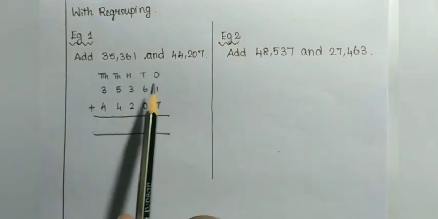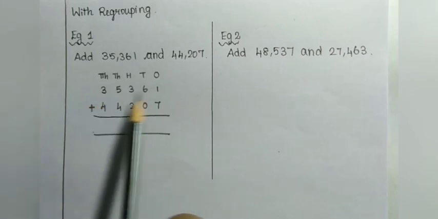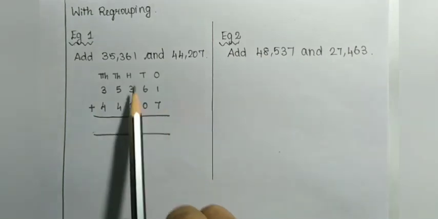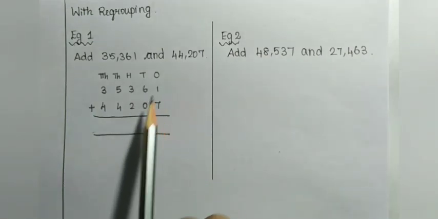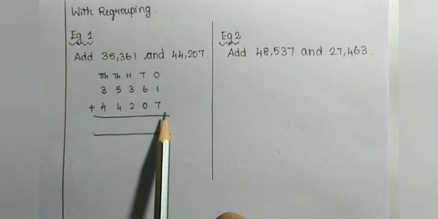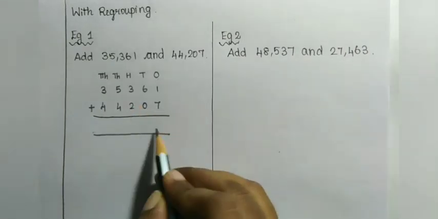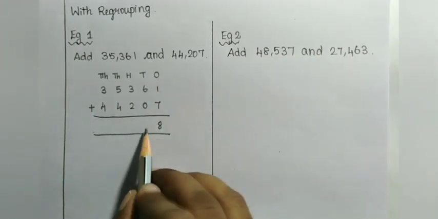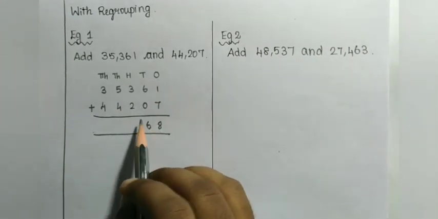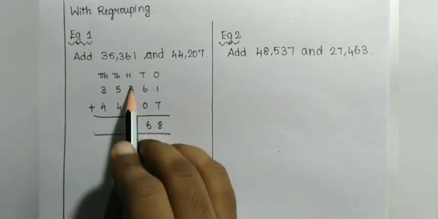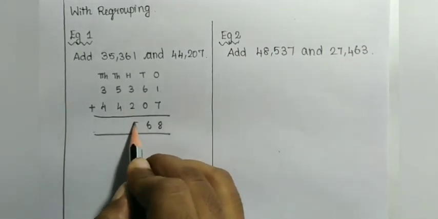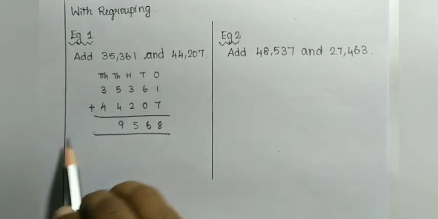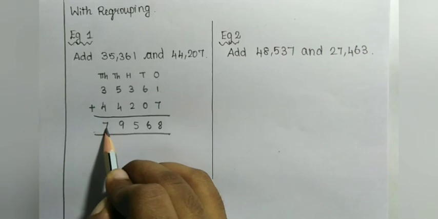Yes, so we have written the place values and have written the 5-digit number below. Now let us add the numbers digit wise according to their place value. So let us first see the digits in the ones place value. So 1 plus 7 will give you 8. In tens, 6 plus 0 is 6. Anything when added to 0 will give the same answer. Hundreds, 3 plus 2 is 5. Thousands, 5 plus 4 is 9. 10,000s, 3 plus 4 is 7.